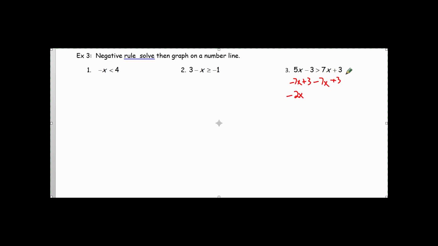We're going to add 3 over to the right. 3 plus 3 is 6. And then remember, when you divide by a negative number, you have to flip the inequality. So you get x to be less than negative 3. So put our numbers on the number line. Negative 3 is on the left, 0 is on the right, and then we have an open circle. And since our arrow is pointing to the left, we're shading to the left.